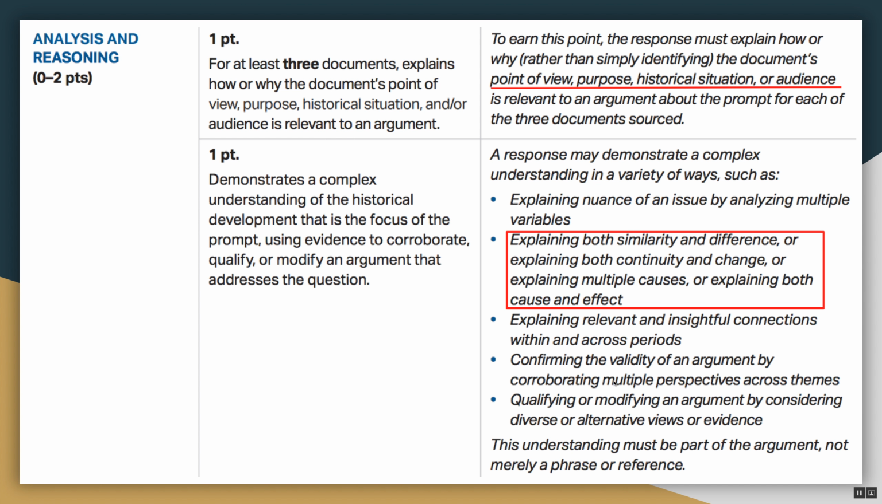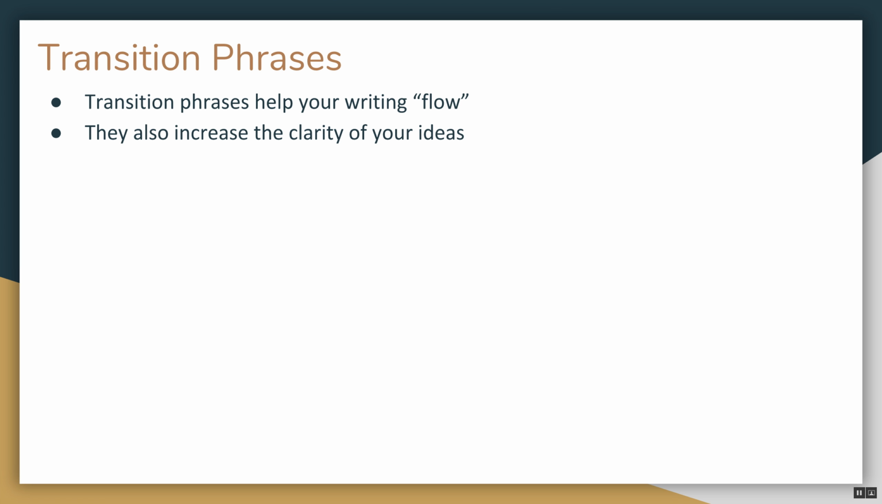You can confirm the validity of an argument by corroborating multiple perspectives across themes. Okay, that's a fancy way of saying, let's take a look at political, economic, social, and see if we can look at this argument from multiple perspectives. Okay, and the final one, qualifying or modifying an argument by considering the alternative point of view. Okay, so that's kind of looking at the counter argument. If you can do that, you're in good shape. You're writing a nuanced essay that has many different kind of perspectives.